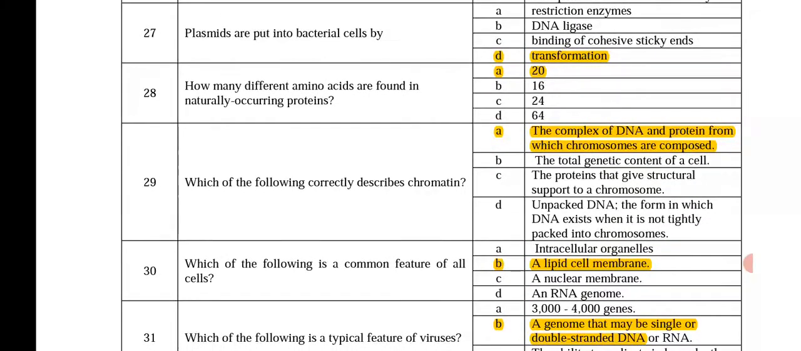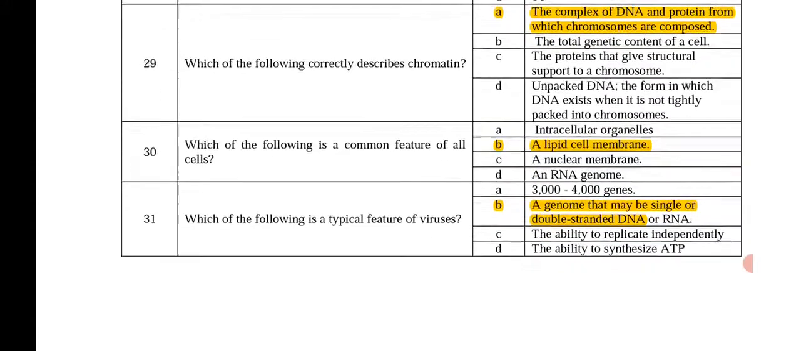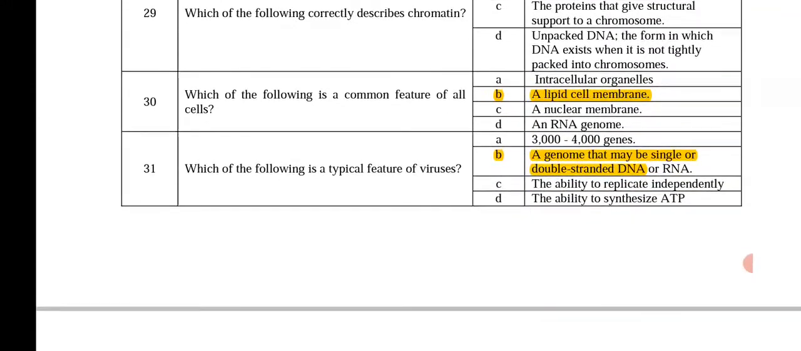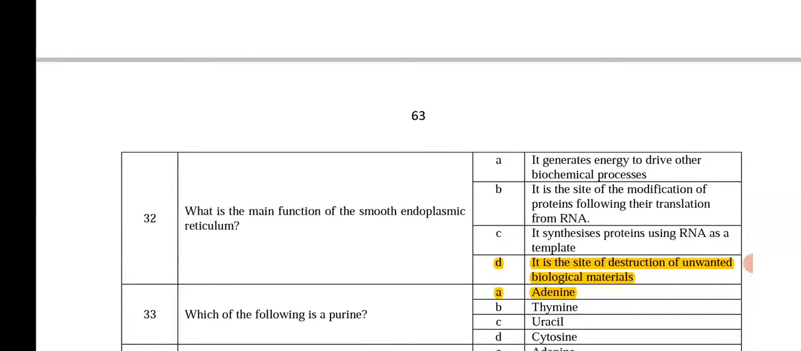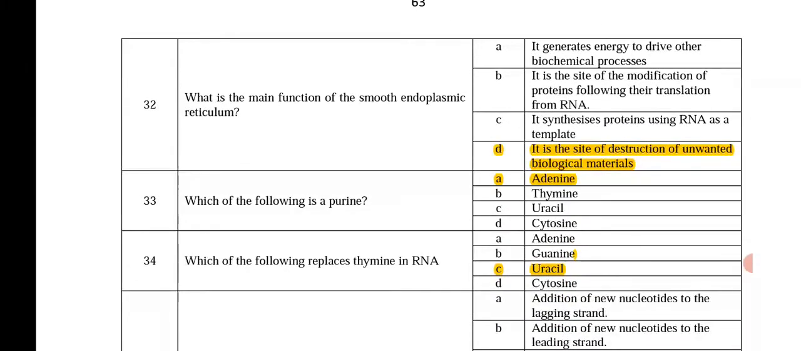Which of the following is a common feature of all cells? A lipid cell membrane. Which of the following is a typical feature of a virus? A genome that may be single or double-stranded DNA or RNA. What is the main function of smooth endoplasmic reticulum? It is the site of destruction of unwanted biological materials.